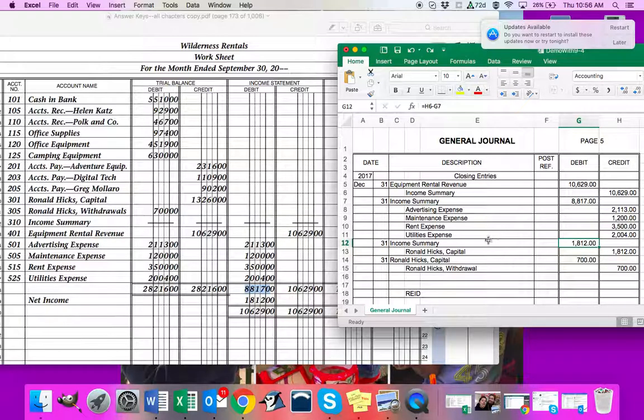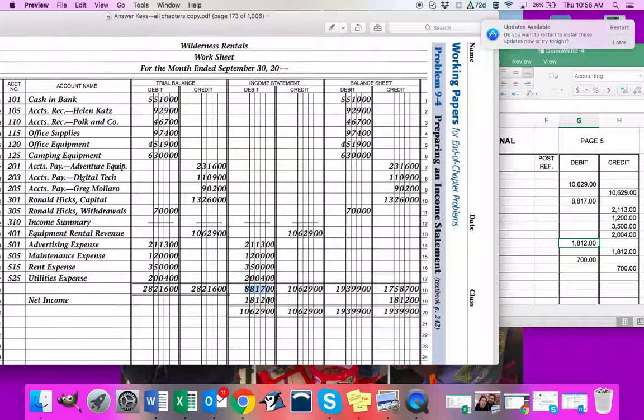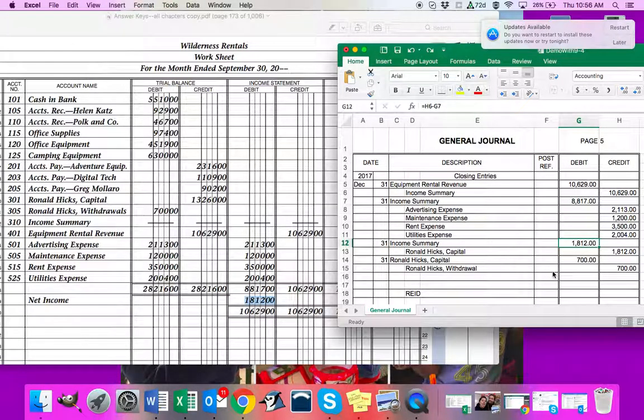Okay? Then we need to have a place for it to go. Well, that's actually our net income amount. If you look on the 6-column worksheet here, you can see that's our net income amount. What does net income affect? Well, it affects our capital, right? It increases the net worth of our company, which is what capital is. So we're going to add our net income to capital. How do we increase capital? We credit it. So when we debit income summary, we're going to credit capital for $1,812. Okay? So that's the I in READ.